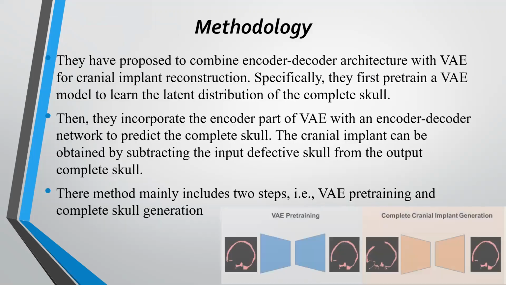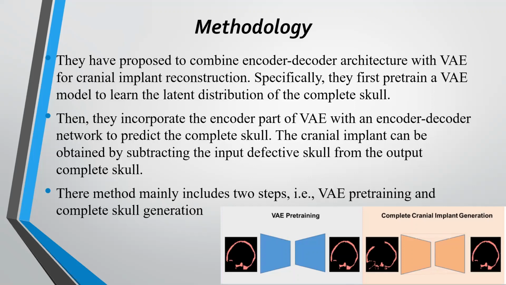And coming to the main methodology, they proposed to combine an encoder decoder architecture with a variational autoencoder for corneal implant reconstruction. Specifically, they first pre-train a VAE model to learn the latent distribution of the complete skull. Then they incorporate the encoder part of the VAE with the encoder decoder network to predict the complete skull. The corneal implant can be obtained by subtracting the input defective skull from the output complete skull.